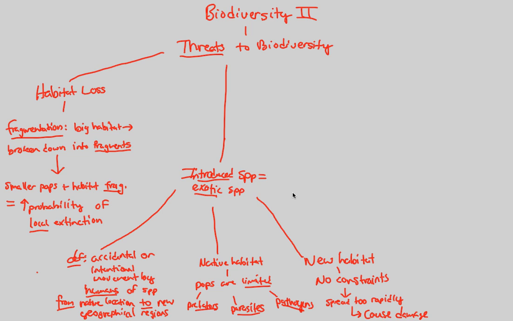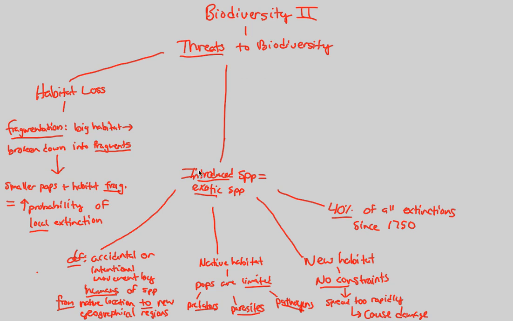Now, an important number to put to this introduced species concept: we have done this over and over again, with many different examples. About 40% of all extinctions that have happened since 1950 are due to this introduced species concept. So many extinctions are due to the fact that we introduce species from their native habitat into a new habitat, giving them no constraints, having them spread way too rapidly. Now, that's another major threat to biodiversity, as is habitat loss.